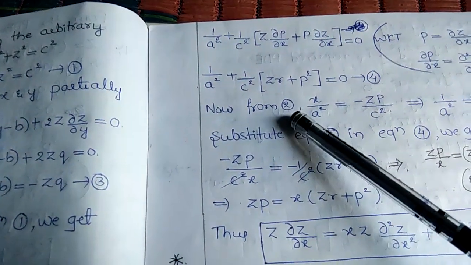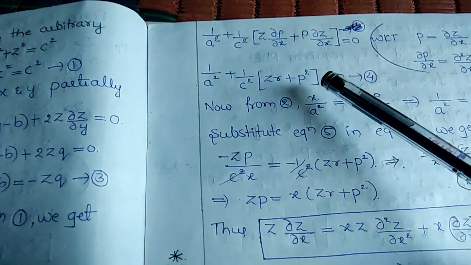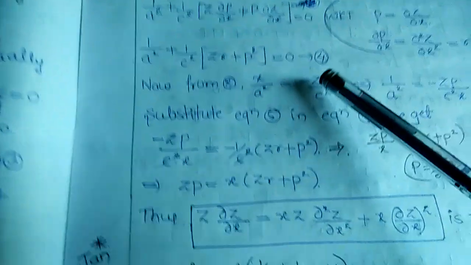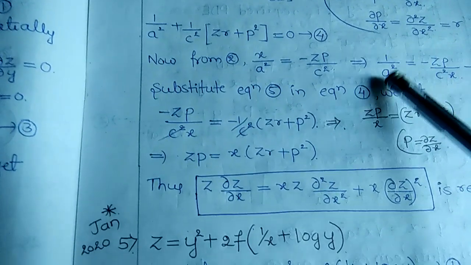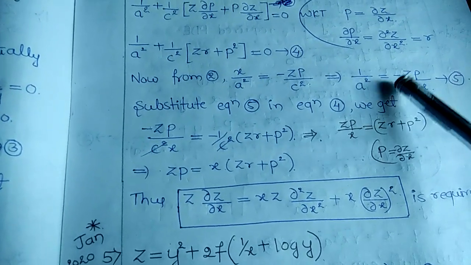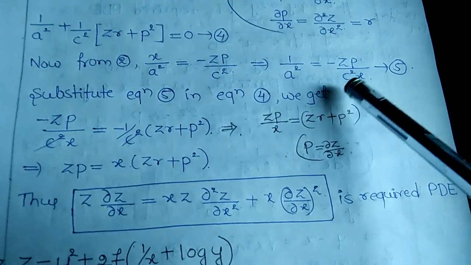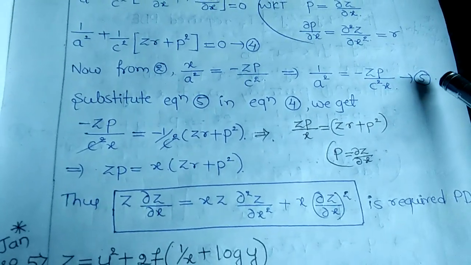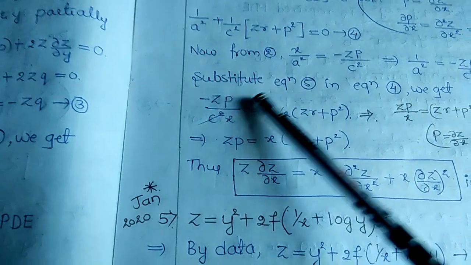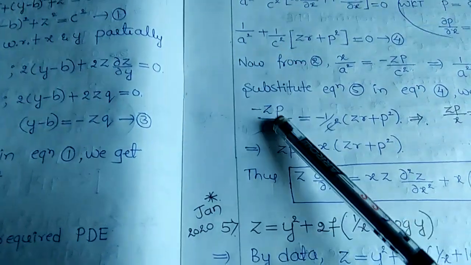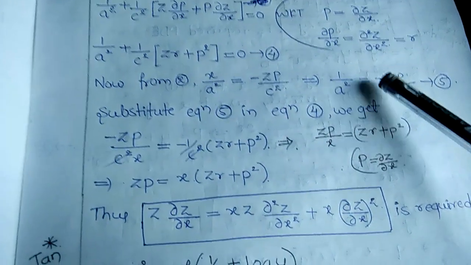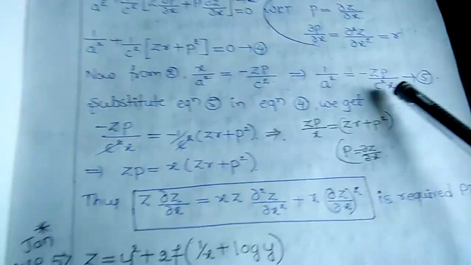Now from equation 2, write the equation x by a square is equal to minus z into p divided by c square. So what about the 1 by a square value? It is equal to minus z into p divided by c square into x. Call this equation 5. Substitute equation 5 in equation 4. We get 1 by a square is equal to minus z into p divided by c square into x.